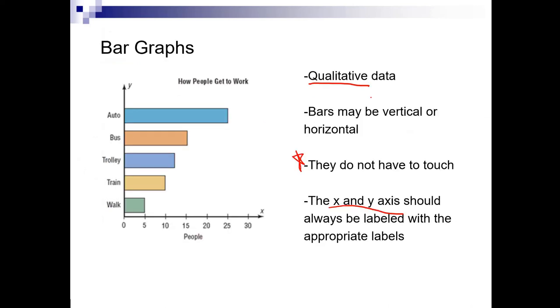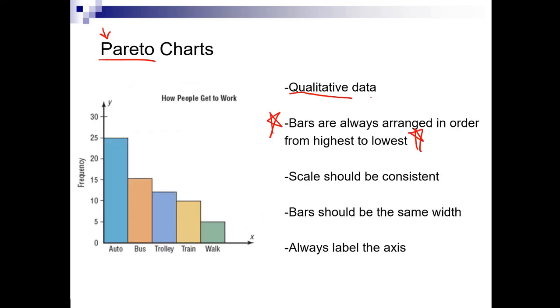So using that same graph that we had over here, auto, bus, trolley, train, walk, how people get to work, we organized it from highest to lowest, going left to right. We went from highest to lowest in our frequency, and that's what made it a Pareto chart. So again, our scales should always be consistent on our X and Y axis. They should always be labeled. And then as well as a bar graph, our bars should be the same width so it's not a misleading type of graph.